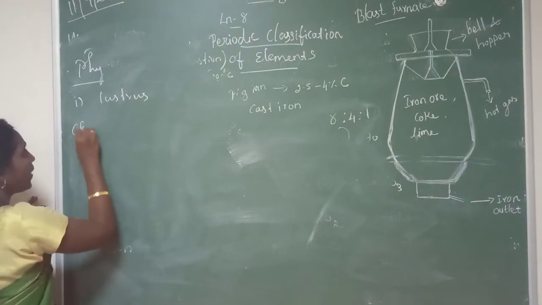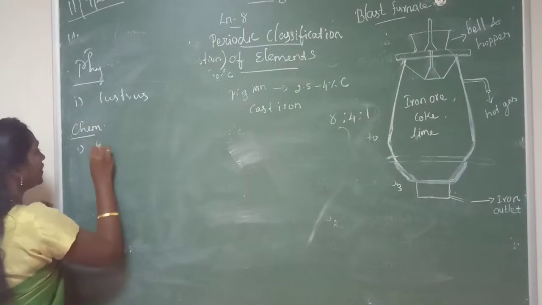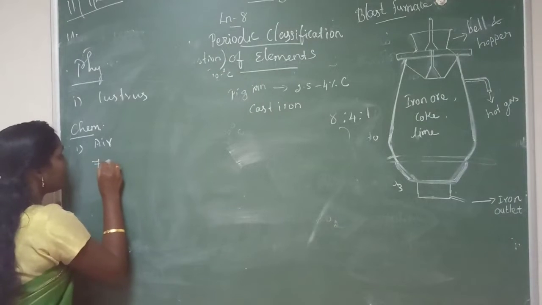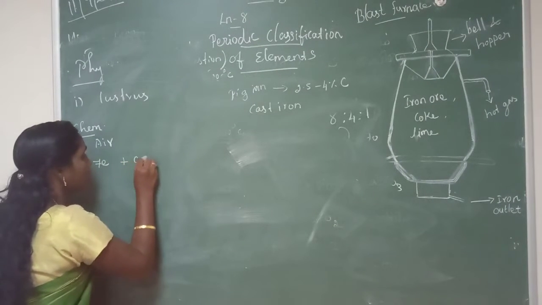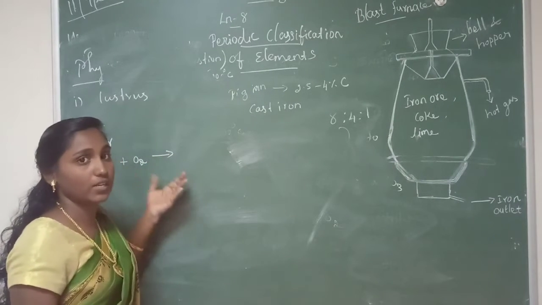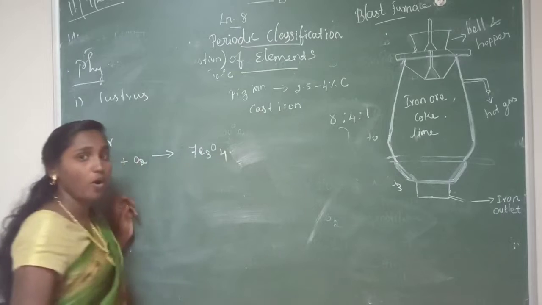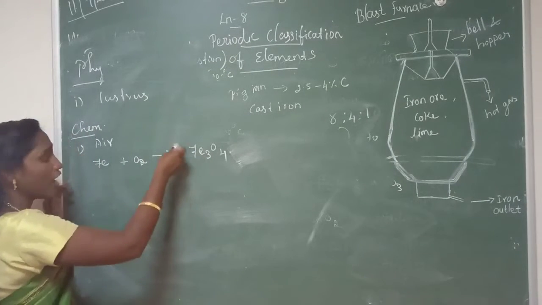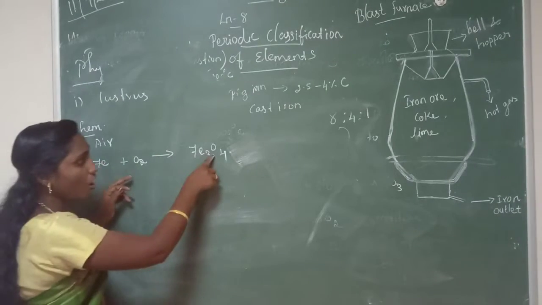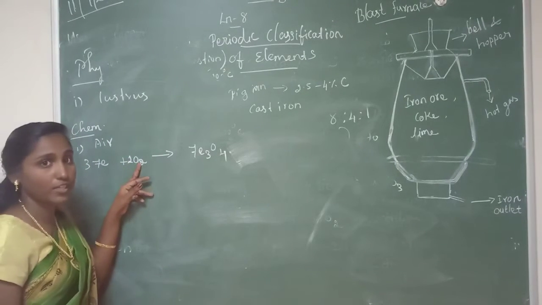Next we are going to learn chemical properties. First one, reaction with air or oxygen. When iron reacts with air or oxygen, iron symbol Fe, oxygen symbol O2, it forms Fe3O4, iron oxide. Now we have to balance this equation. Here 3 iron, so we write 3. How many oxygen? 4 oxygen, so we add 2 here. 2 twos are 4 oxygen. Have you understood the first reaction?